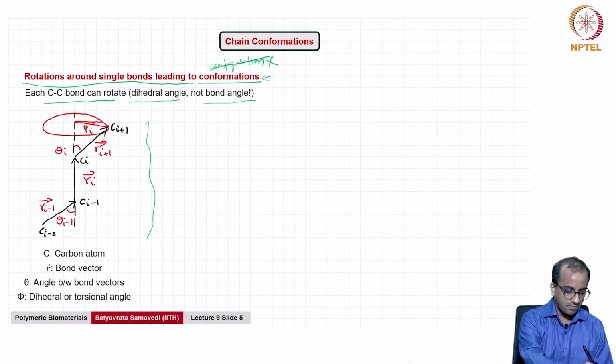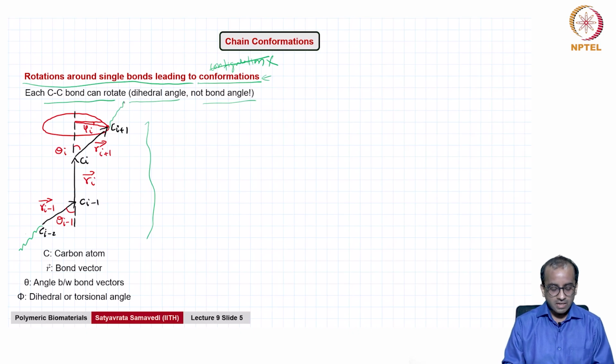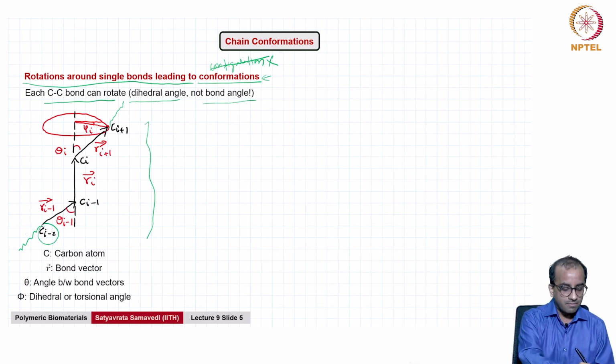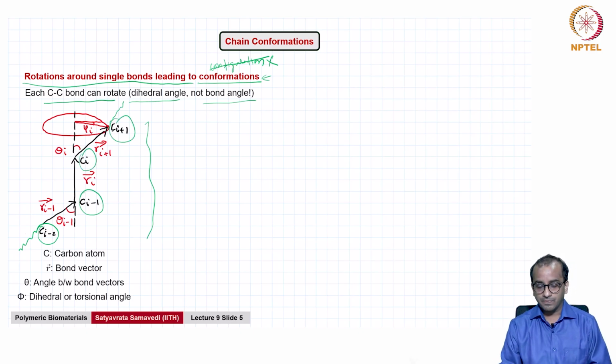Now, obviously the polyethylene molecule is much longer than this, and it is going to proceed in both directions, and we are looking only at 4 of those carbons here to get a good understanding of what dihedral angles or torsional angles are and what bond angles are. And these carbon atoms are labeled Ci-2, Ci-1, Ci and Ci+1. So, those are the 4 carbon atoms.